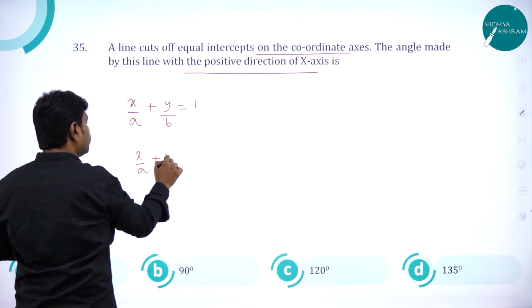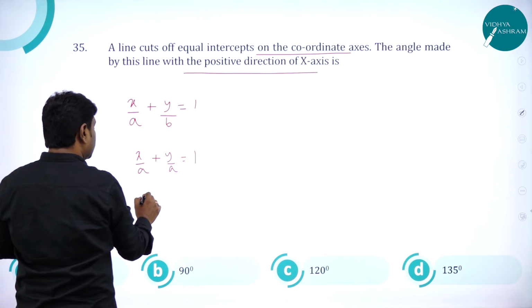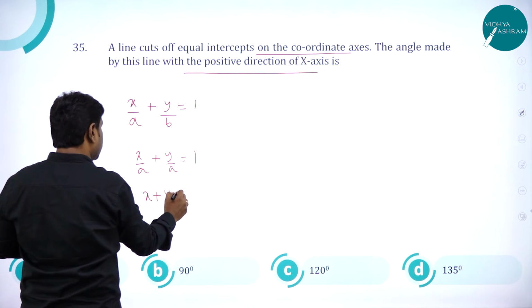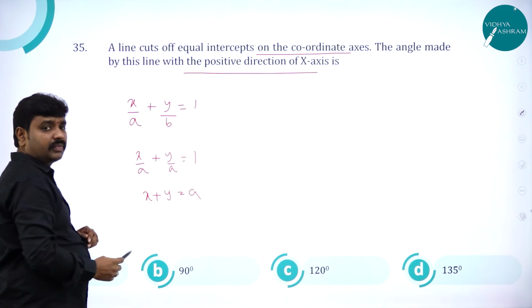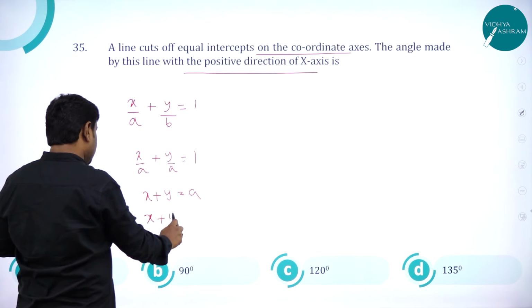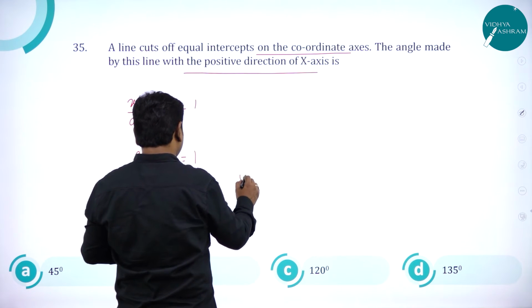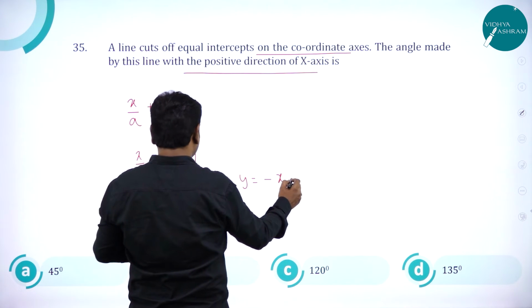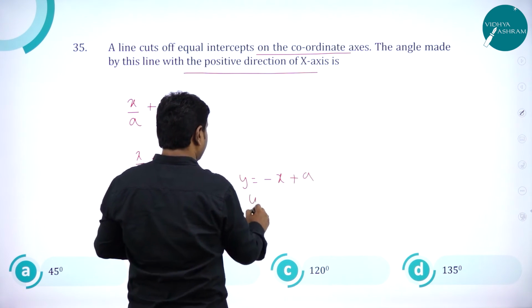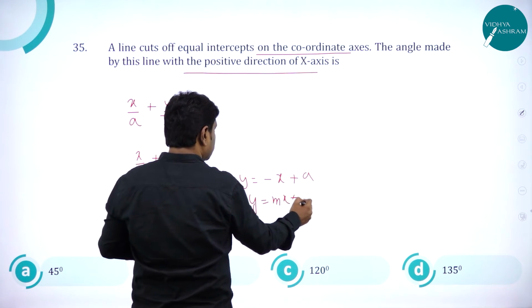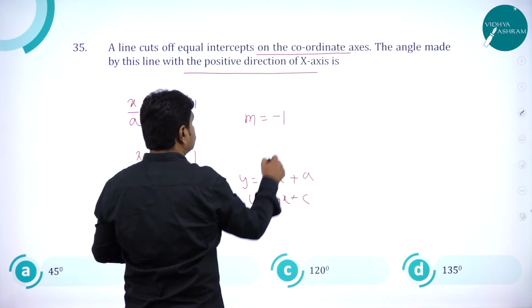So the line is x by a plus y by a equal to 1, or can I write x plus y equal to a? Now it is in the general form. Or can I write x plus y minus a equal to 0? Or you can also write it as y is equal to minus x plus a. Now it is in the form y is equal to mx plus c. What is m? Minus 1.